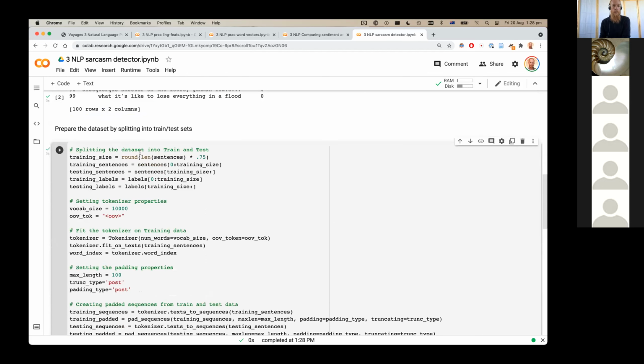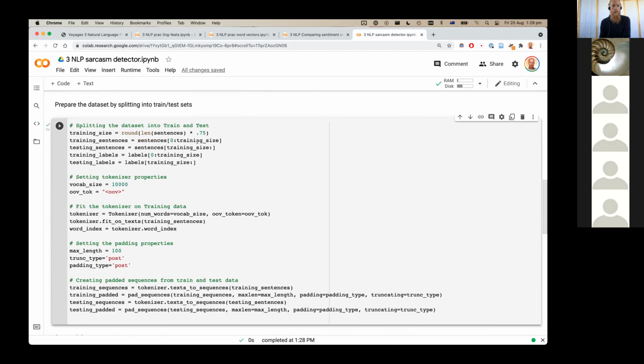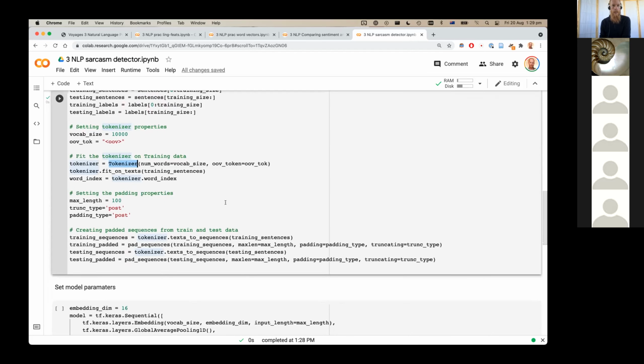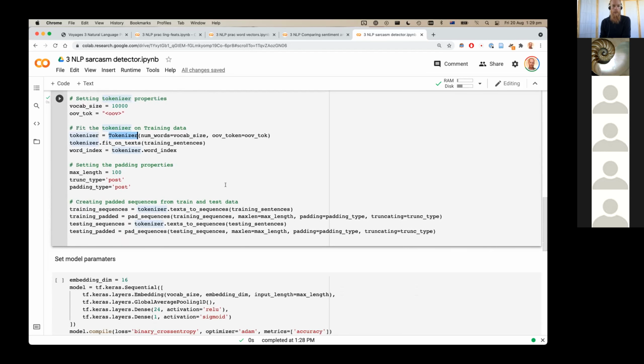We'll do that computationally. So we'll do a 75% split. And we set some properties for the training, and then we'll tokenize the data set. We'll go into more detail into different TensorFlow tokenizers in the NMT lecture coming up.